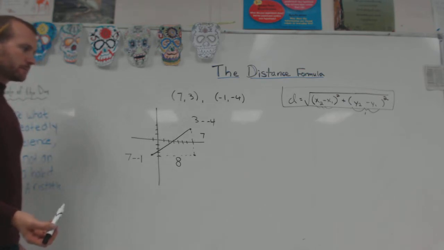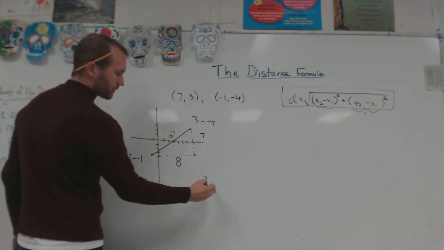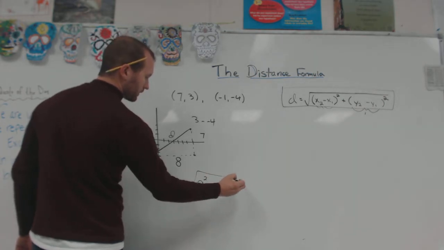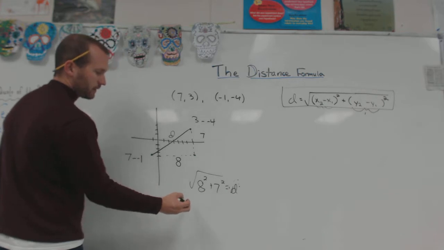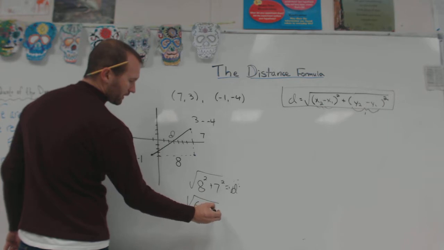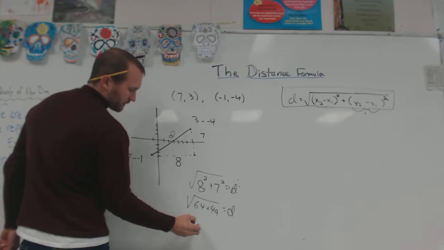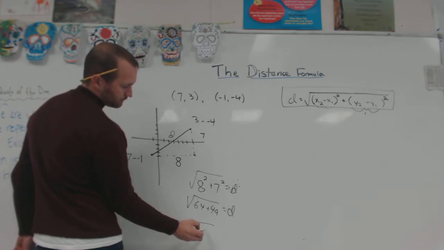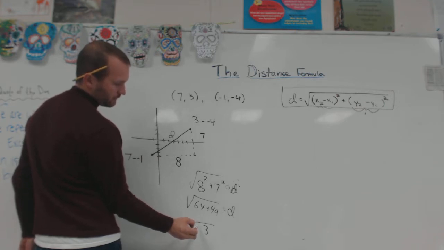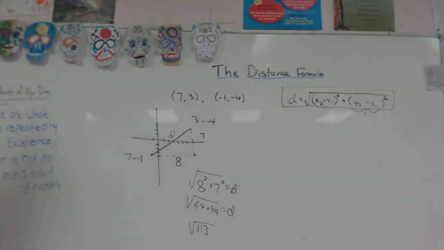Okay. How do I find this side? Oh, 8 squared plus 7 squared equals my last side squared. Take the square root. So my distance is going to be the square root of 8 squared, which is 64, plus 7 squared, which is 49. 64 plus 49 is, what is that, like 113? 113. Does that have any perfect squares in it?